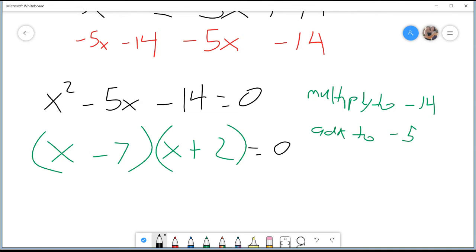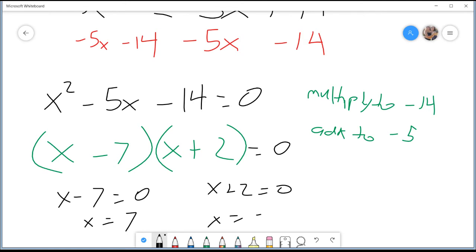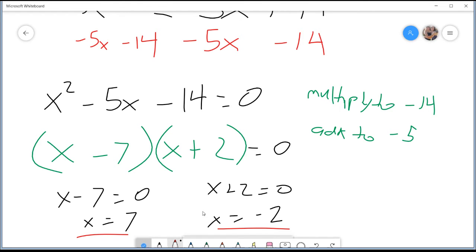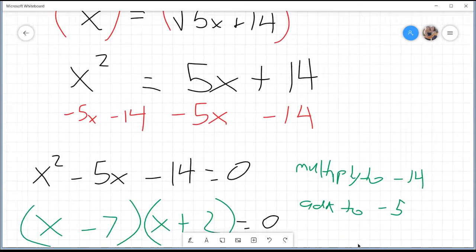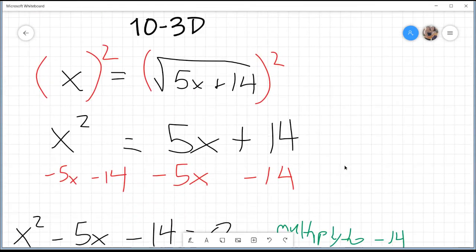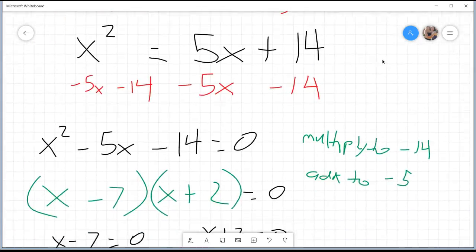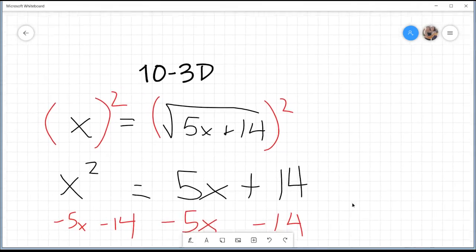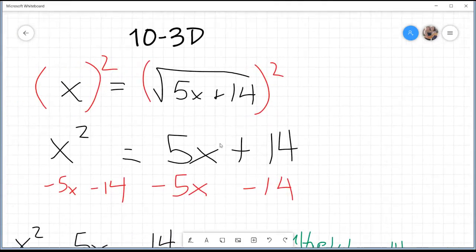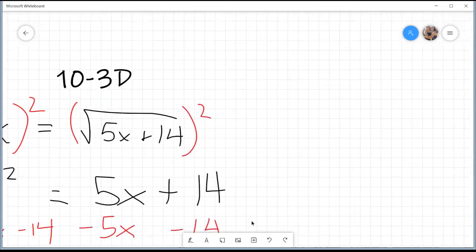We've got ourselves a problem that we can use the zero product property on. x minus 7 equals 0. That means that x is positive 7, and x plus 2 equals 0. That means x equals negative 2. So these are our two numbers that we're going to test in our original equation. We'll just see if 7 equals this side, and we'll see if negative 2 equals that side.